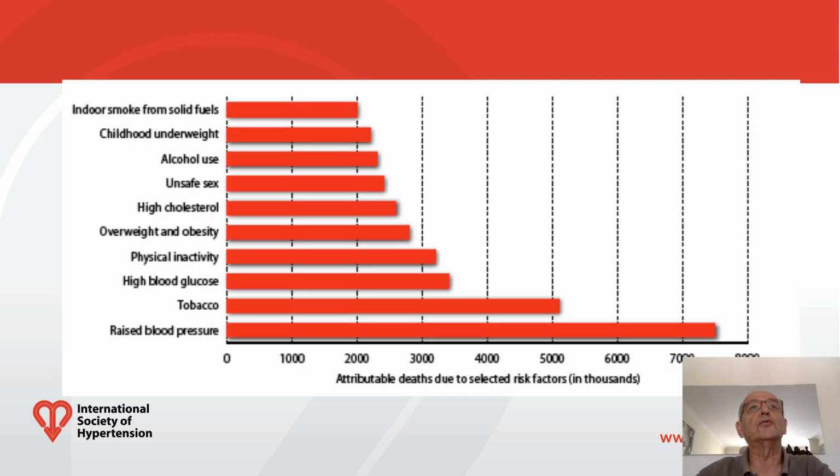So let's start to look at the importance of raised blood pressure. As you can see in this graph, the attributable deaths due to several risk factors, the most important risk factor is raised blood pressure. It is much more important than tobacco consumption or diabetes or physical inactivity. So really, high blood pressure is the most important determinant of morbidity and mortality in the world.